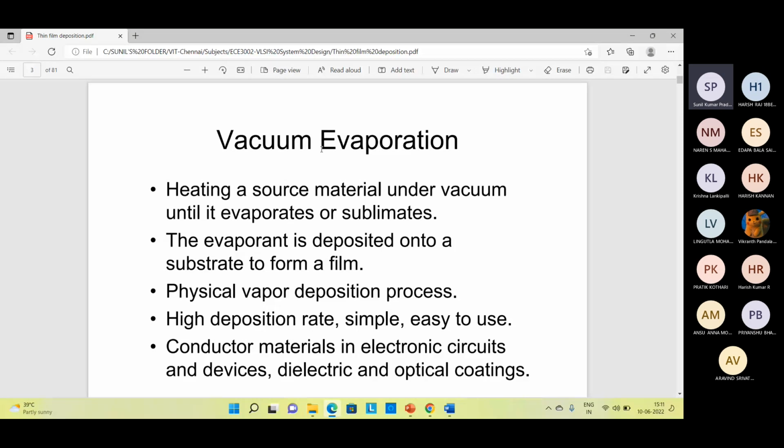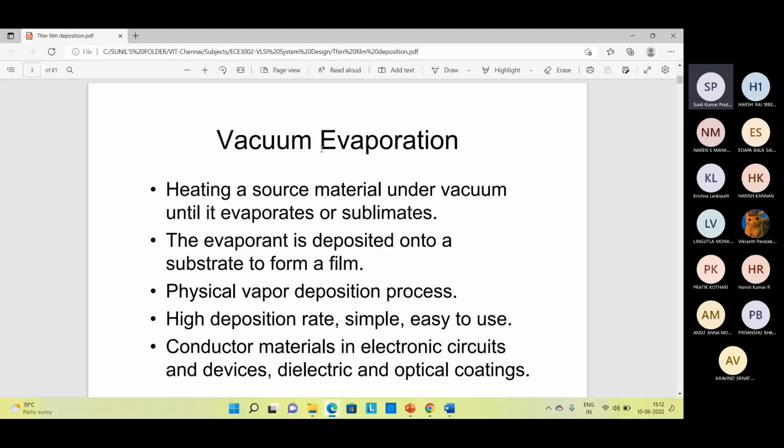So in vacuum evaporation, we heat a source material under vacuum until it evaporates or sublimates. Now the evaporant is deposited onto a substrate to form the film. This vacuum evaporation comes under physical vapor deposition. Here the deposition rate is very high, and it is simple and easy to use. Conductor materials in electronic circuits and devices, and optical coatings, are all done by vacuum evaporation. So vacuum evaporation comes under PVD, physical vapor deposition.